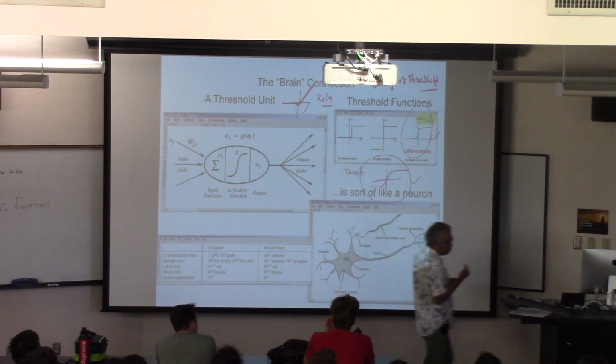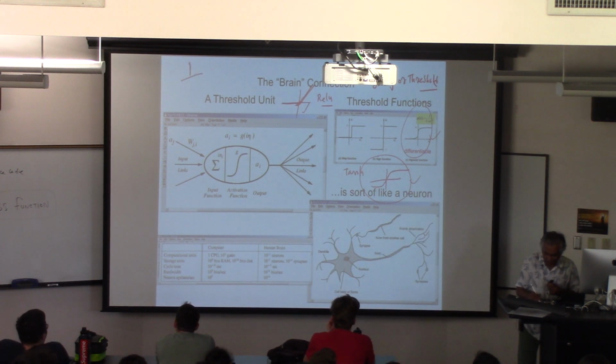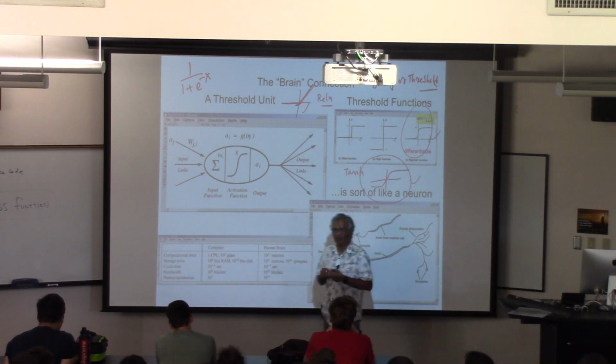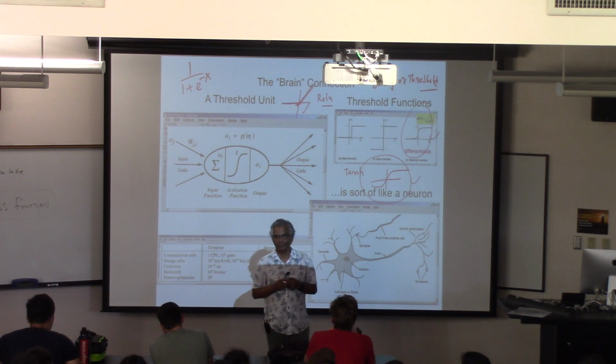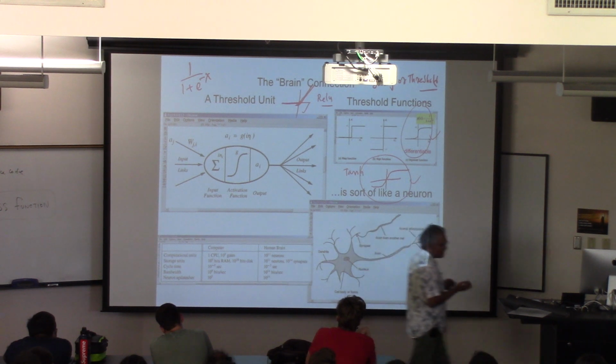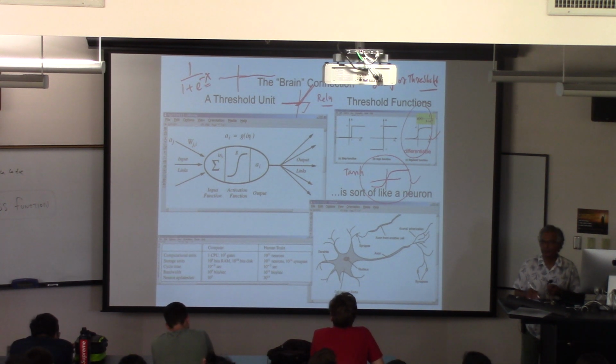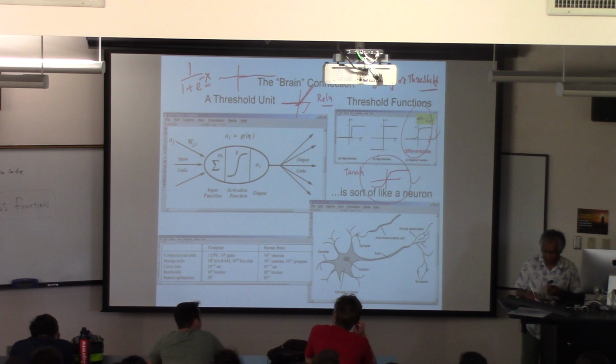One of the most useful ones that everybody talks about is 1 by 1 plus e power minus x. That's called a logistic function, a sigmoid function. Think about how it will look as a function. If x equals minus infinity, this will be 1 by 1 plus e power infinity, which is 1 by a huge number, which is 0. So on this side it will be 0.